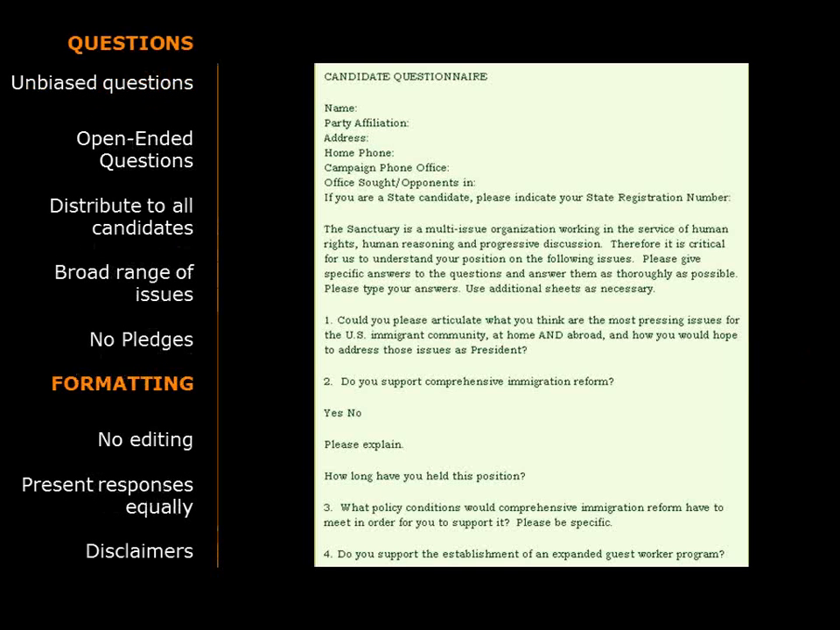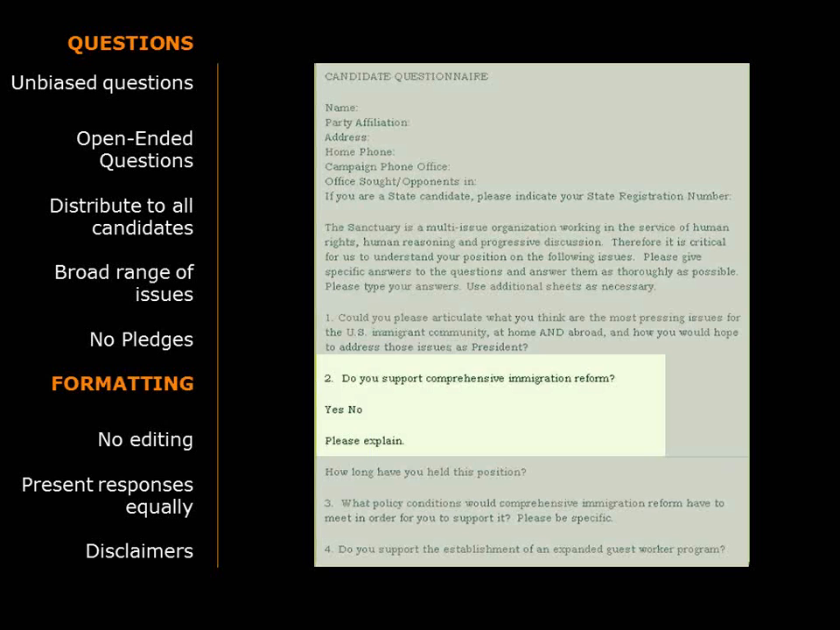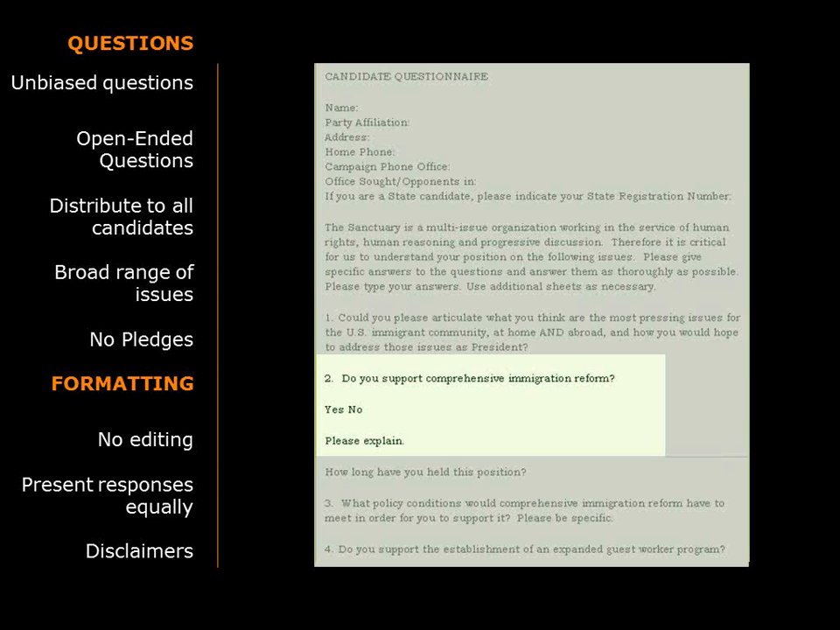So for a 501c3 public charity, there are a few things that you would need to do in order to do a candidate questionnaire. First, you want to make sure that you have unbiased, open-ended questions in your questionnaire. The questions cannot be leading, leading a candidate towards the answer. Can't say, we support the Violence Against Women Act. How would you vote on the Violence Against Women Act? That would be improper for a 501c3 organization.